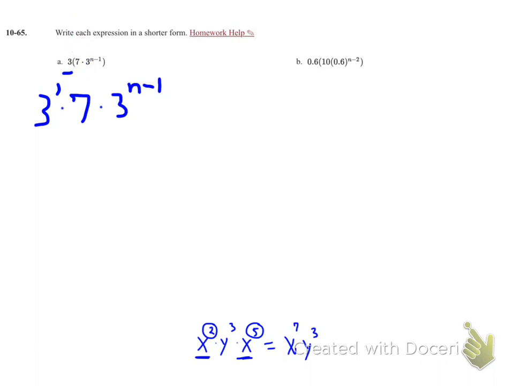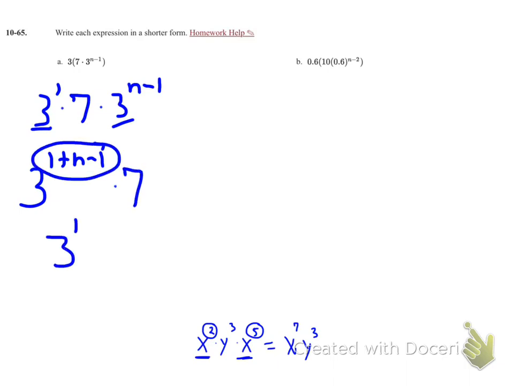So now, what I'm going to be able to do is take the two same bases, the 3 and the 3, and just like we did down here, add their exponents together. So if I take 3 to the first plus n minus 1, so I add those exponents, times 7, this all just becomes 3 to the n times 7. Normally we would write this then as 7 times 3 to the n because it's more of an exponential. So either one of these works.